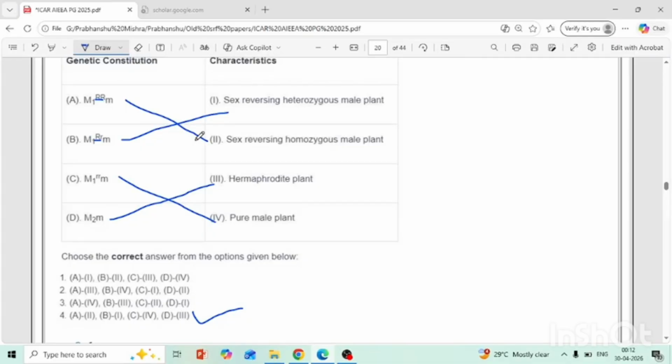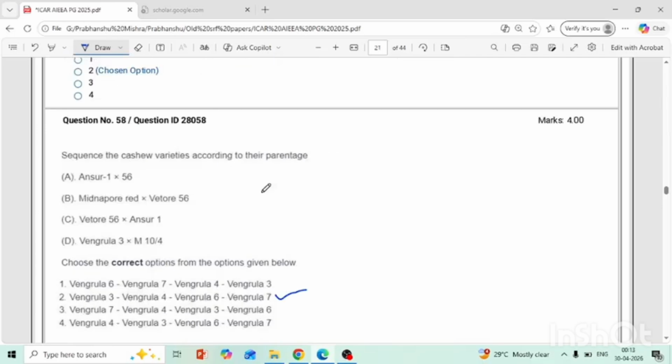Another question is which of the following methods is used to propagate jasmine and hydrangea plants? So semi-hardwood cutting. This is a simple question. Arrange the cashew varieties according to their parentage. This is a very useless question. Why they are asking it, I don't know, but this type of question is not that important, so there is no need to remember these types of parentage.